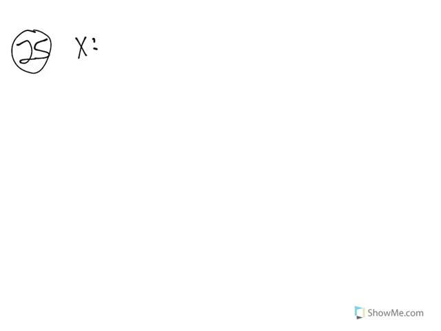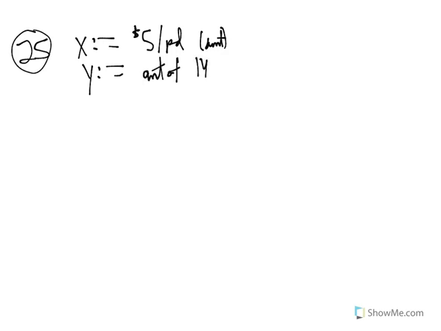Let's just create 2 variables of our own, and then we can keep going, right? So it has a $5 per pound coffee and a $14 per pound coffee. So let's make the $5 per pound coffee X. That's how much of it, right? Amount of $5 per pound coffee. And let's make Y be the amount of $14 per pound coffee. Okay?